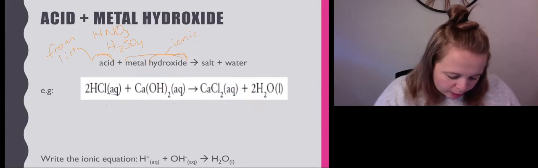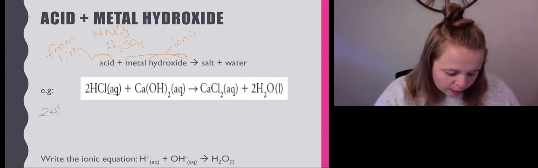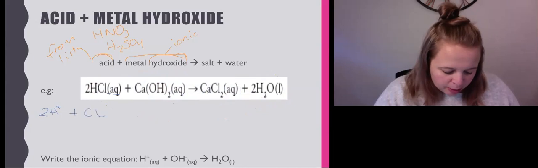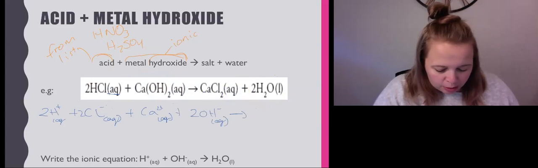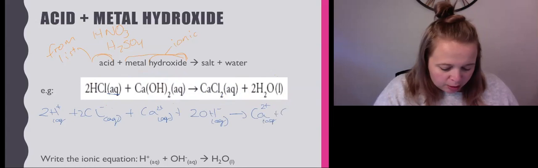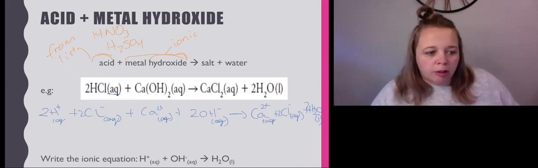So because this is aqueous, we can split this out: plus 2Cl minus, aqueous, plus Ca2 plus, aqueous, plus 2OH minus, aqueous, goes to Ca2 plus, aqueous, I'm running slowly out of space, 2Cl minus, aqueous, plus 2H2O liquid. Okay, so because it's a liquid, we're not going to split them.